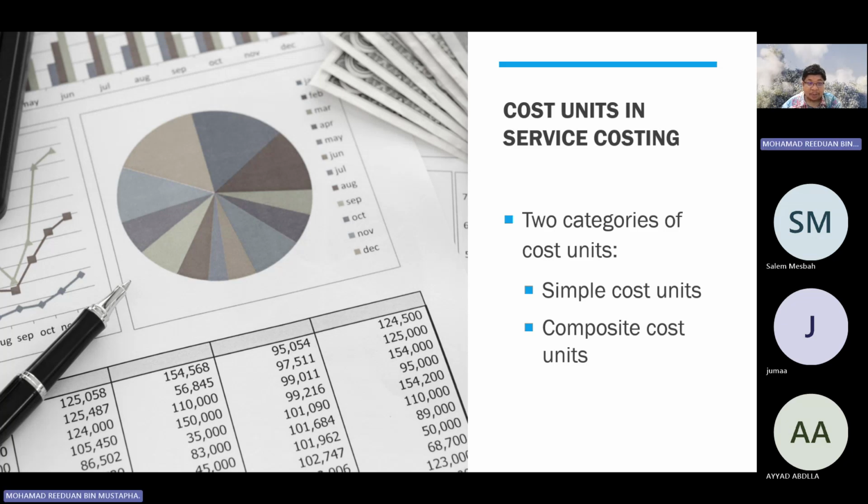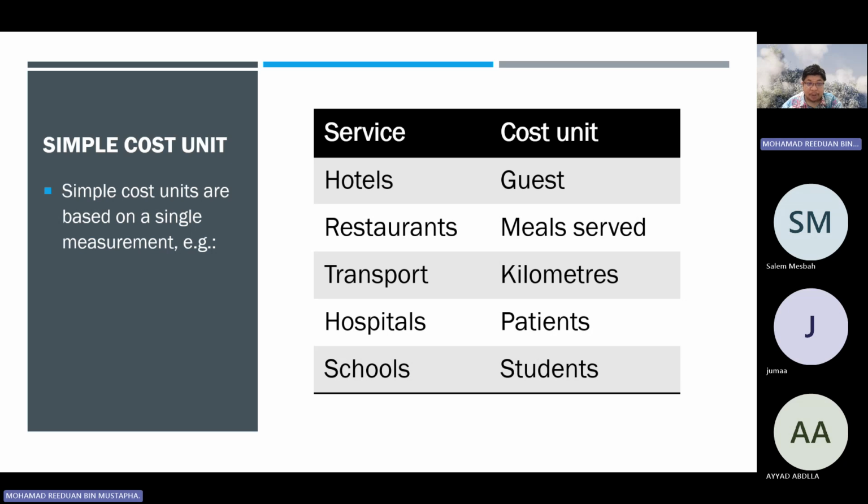Okay, what is a simple cost unit? Simple cost units are based on a single measurement. For instance, in hotel services, the cost unit is the guest. And in restaurants, they can be measured not only by guest, but they can also calculate based on meals served. Because if you receive a thin, very small customer, they only eat a small amount.